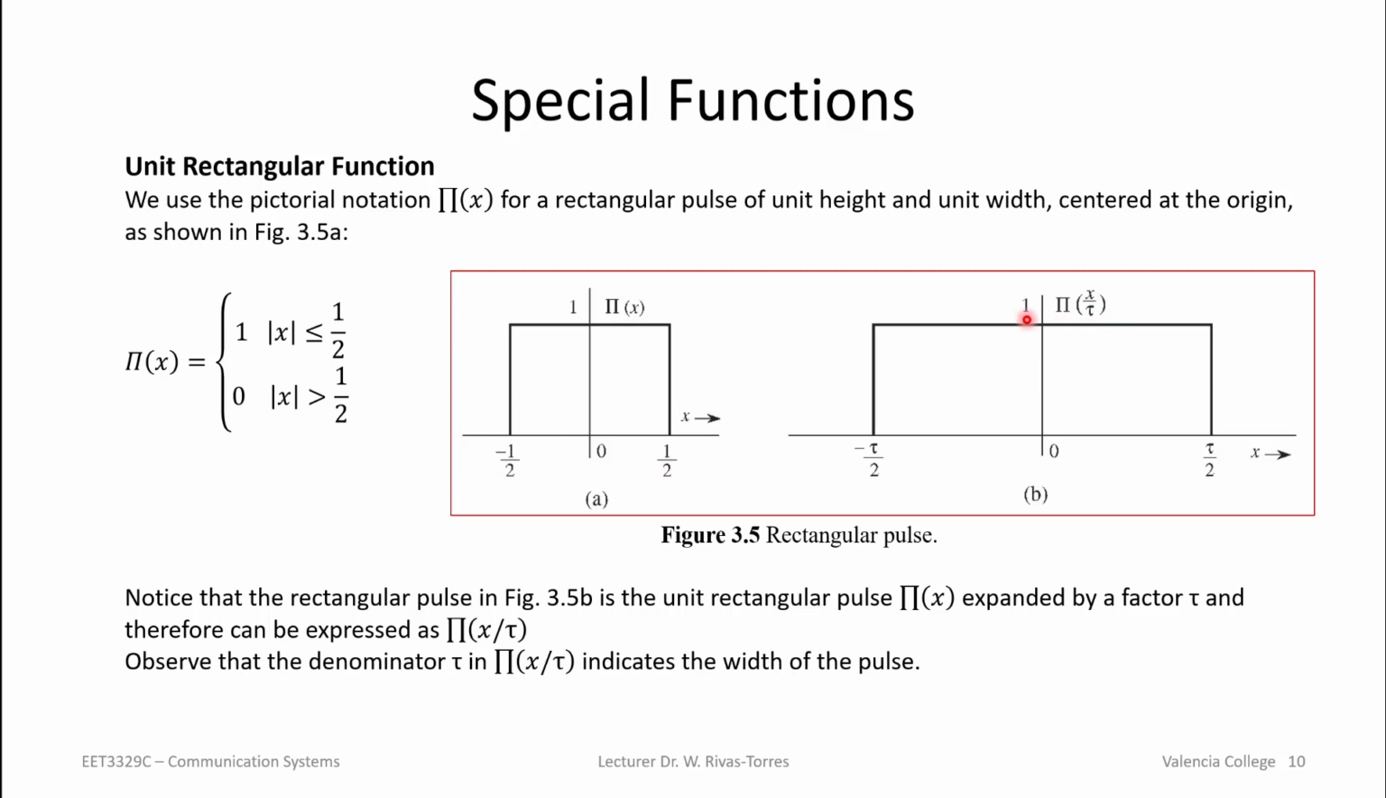You could define it also in different ways. So we learned in a prior lecture about the expansion of functions, right? So if you have this function, you divide x by tau, so you're expanding it by tau, right? Tau is just a number. And now you have that the function is much wider. Now the area under the curve is no longer 1 like it was over here in part A of this figure. Okay.